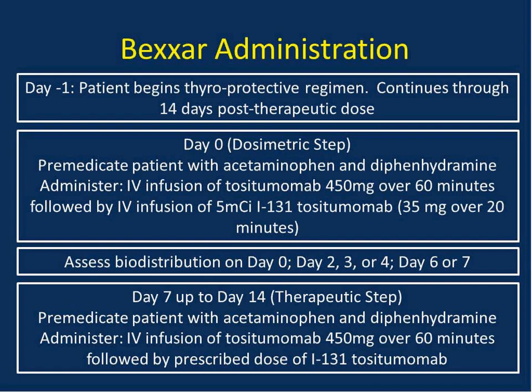So on what we call day 0, or the start of the dosimetric step, the patient gets Tylenol and Benadryl pre-medications. They get their infusion of tositumomab, and then infusion of iodine-131. They then, over the next week, have 3 visits on day 0, day 2, 3, or 4, and then day 6 or 7 to assess biodistribution of the radiolabeled product, and assuming that biodistribution is fine, somewhere between day 7 and day 14, they would then get a therapeutic dose, or their therapeutic step.